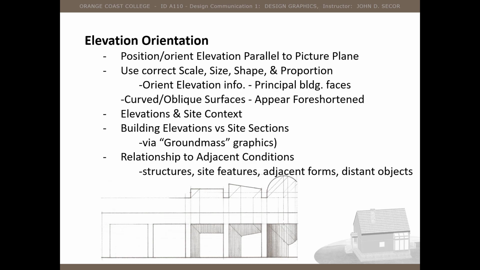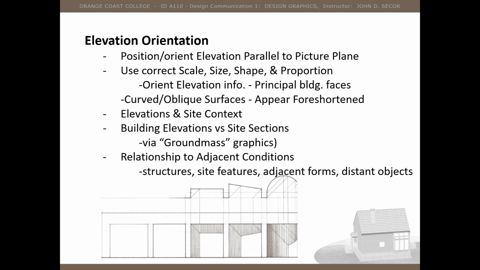So the things that are challenging are those curved and oblique surfaces, because they don't want to behave quite the same way when it comes to the parallel positioning in the picture plane. And so that becomes a little bit challenging and doesn't necessarily fall by the rules. There's opportunity to create distortion or a misrepresentation with these forms, so they need to be handled rather carefully.